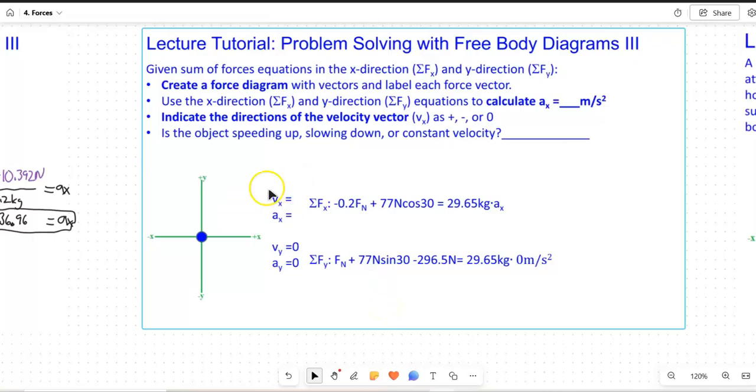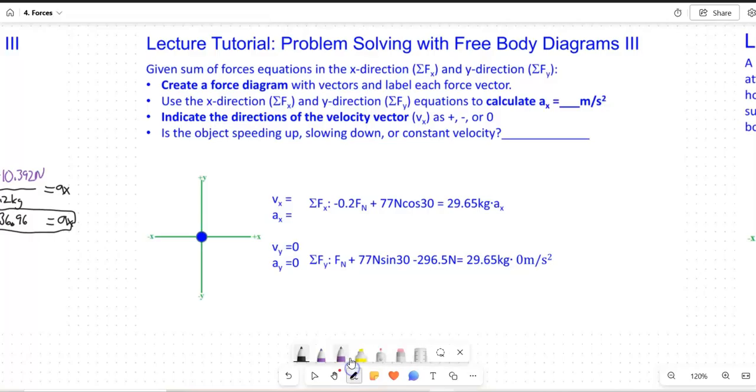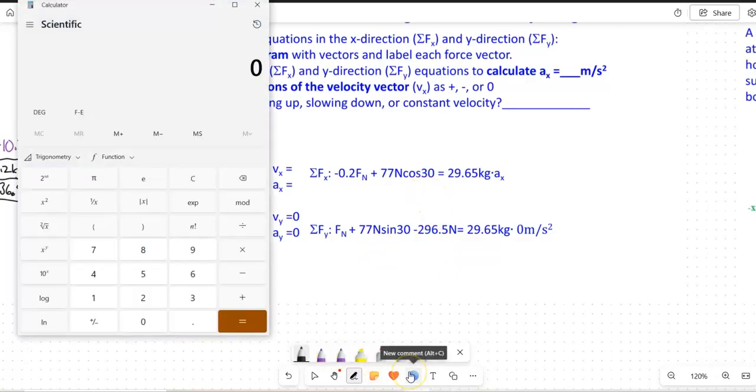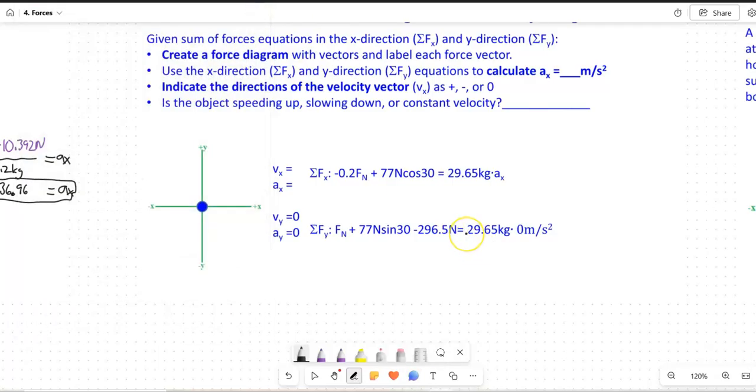So here we go. It looks like we're given this as our x direction equation, and we have this as our y direction equation. And what I want to do right now is simplify this a little bit. 77 newtons cosine of 30. I'm going to go ahead and turn that into a number. 0.866 is cosine of 30 times 77, 66.68. So I know this is 66.68 newtons.